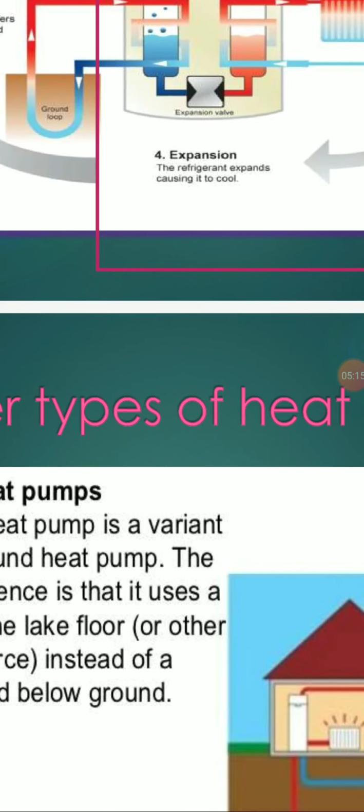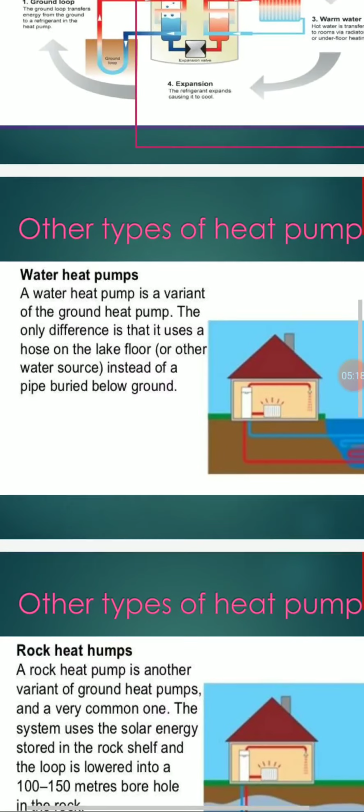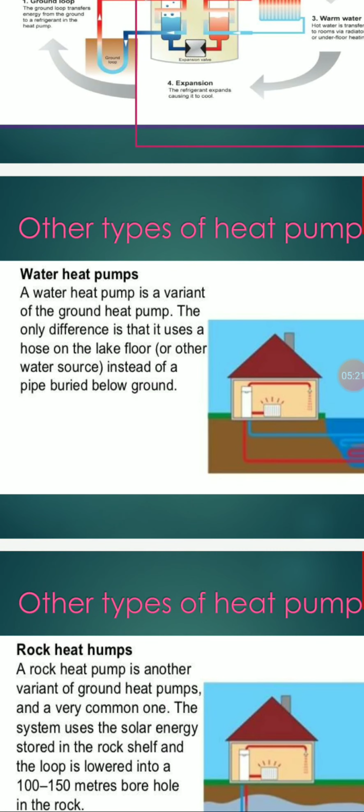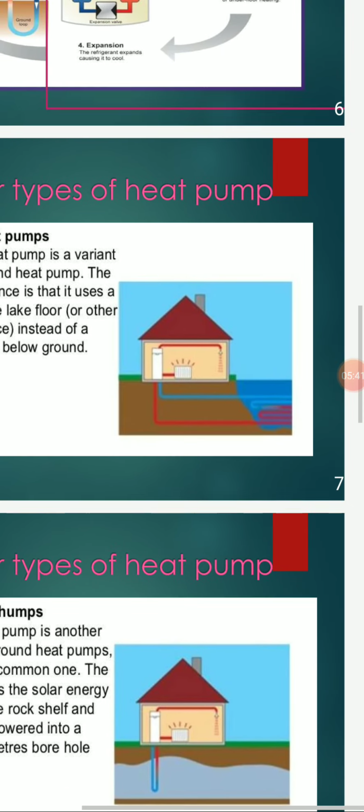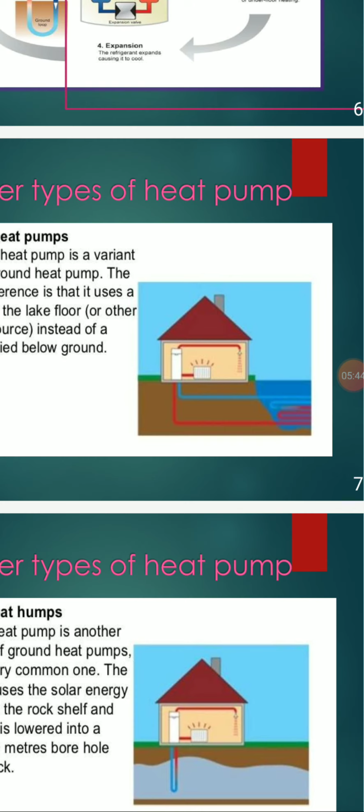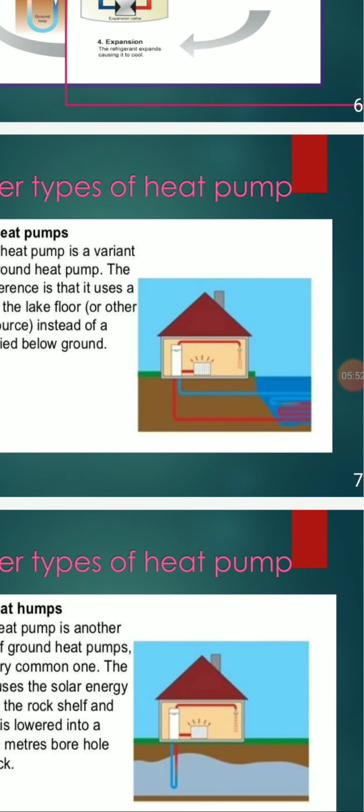And this is also the same figure. Now coming to the other types of heat pumps. Water heat pumps: a water heat pump is a variant of the ground heat pump. The only difference is that it uses a hose on the lake floor or other water source instead of a pipe buried below ground. When we go deeper into the soil, the temperature increases, and that energy can also be used as a heating source.